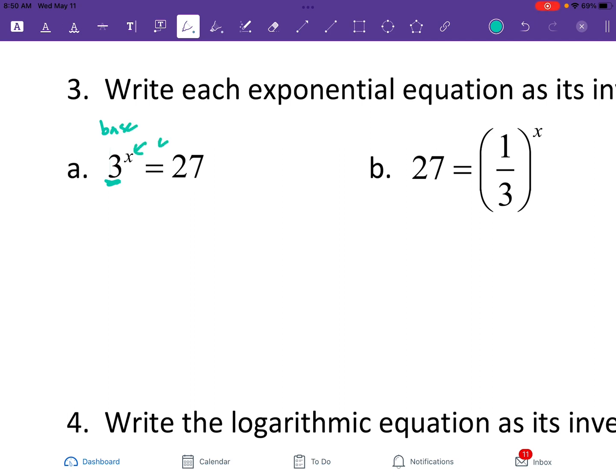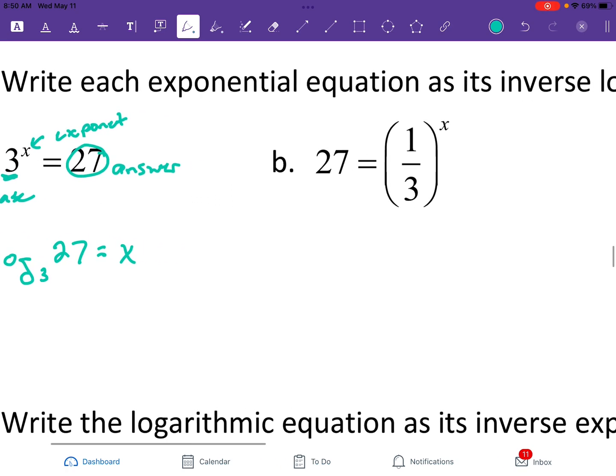This is the exponent. Let's try that again. This is the base. This is the exponent. And this is the answer. So when you write logarithms, you're going to have log with a base of 3. The answer 27 equals the exponent of x. Okay? That's the way you're going to write it out.